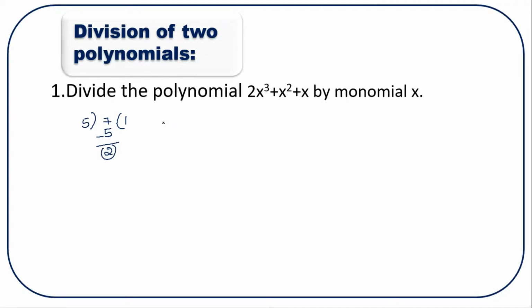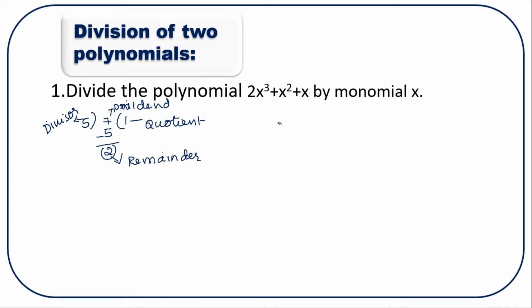Here 7 is the dividend, which we are dividing, that will become the dividend. With what we are dividing, that will become the divisor. Quotient, this is called quotient. This is the remainder, right?